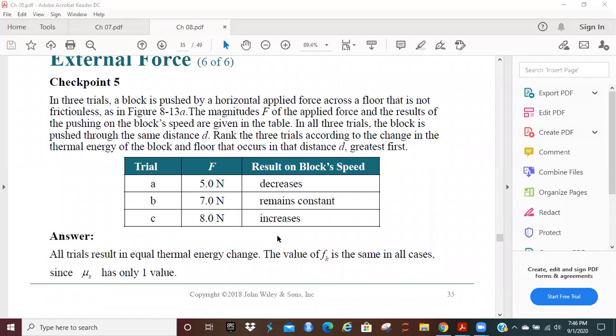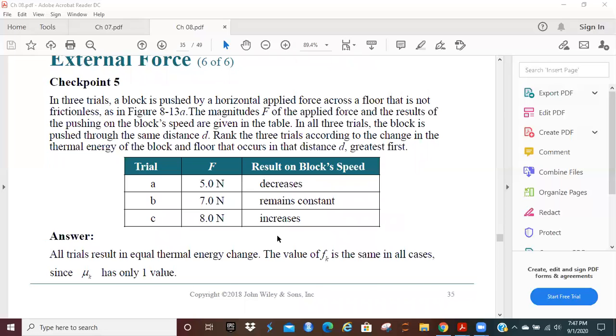So in 3 trials, a block is pushed by a horizontal applied force across a floor that is not frictionless. The magnitudes F of the applied force and the resulting block speed are given in the table.